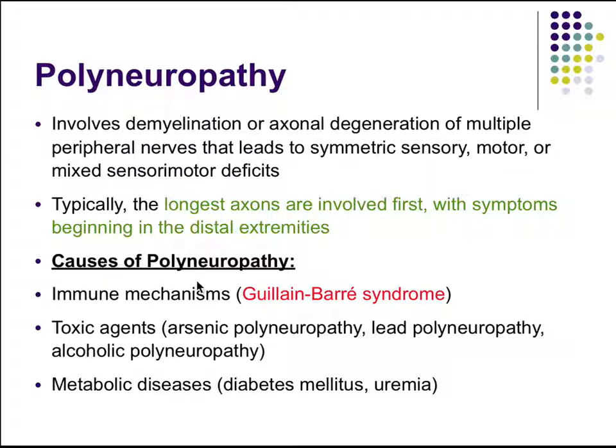So an example of a polyneuropathy is Guillain-Barré syndrome, where you're going to get weakness where it starts distal to proximal. And this is also an immune mechanism. We'll talk about that next a little bit more. But other causes of polyneuropathies include toxic agents, so arsenic poisoning, lead poisoning, alcohol poisoning. So these toxic agents that get into your systemic circulation are going to then get sent everywhere to your body, and so many nerves are going to be impacted. And then metabolic diseases like diabetes mellitus or uremia. Again, these are in our blood, and so they're going to go to multiple nerves and impact them.